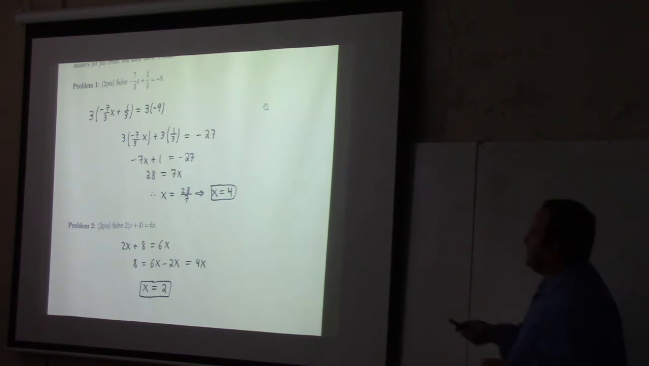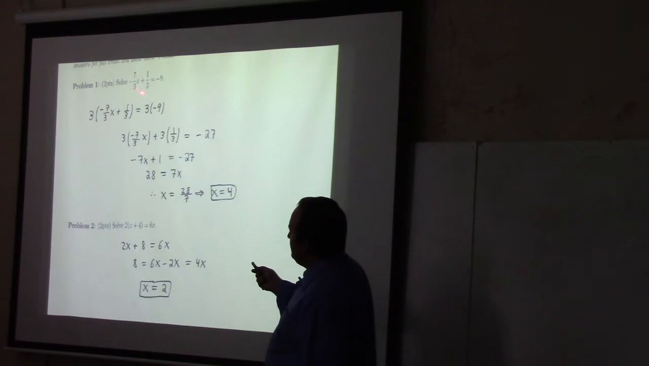But if you think about plugging 4 up into here, we get minus 28, 7 times 4, which is 28, minus 28 over 3, plus 1 over 3, which is minus 27 over 3. What's minus 27 over 3? Well, it's minus 9. So that one also checks.